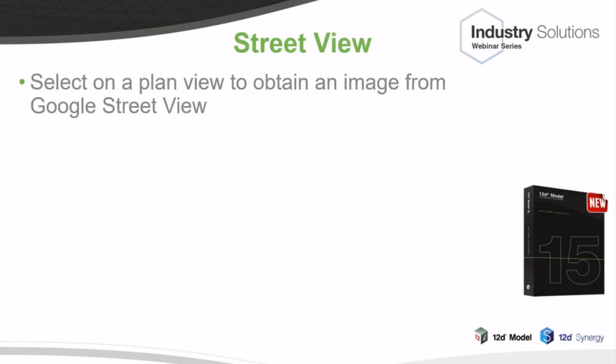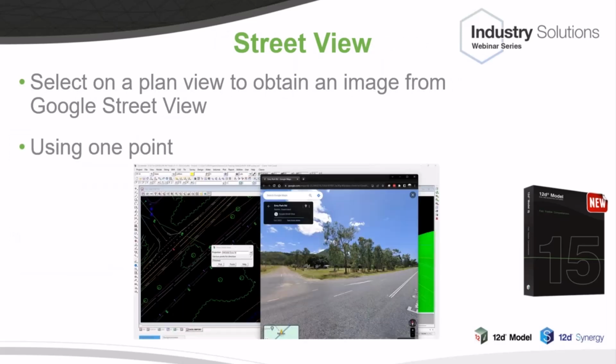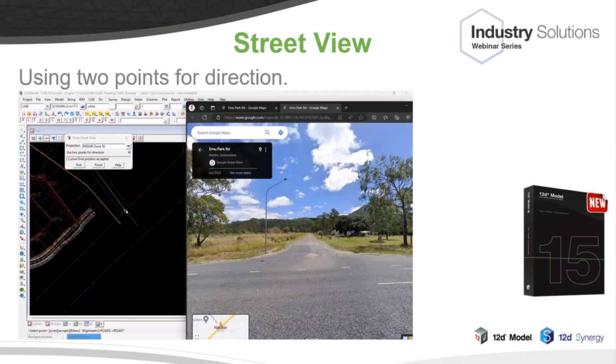There's another option called Street View. What that does, if you've got a plan view which has got project coordinates in it, you can click on a point and it will show you the street view from that point. But there's another way of using it which is a bit more useful. It also has a 2-point option. In that case, you pick 2 points and it'll look down that direction. So it gives you direction.